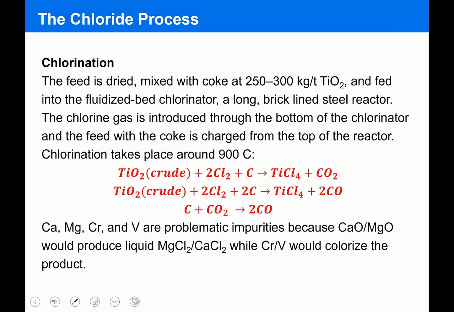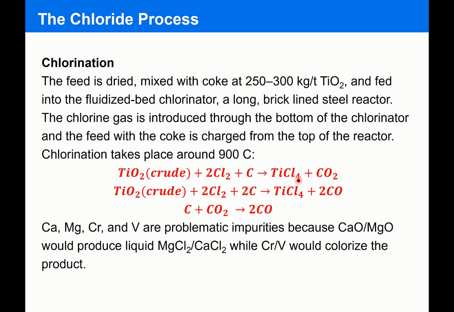So in that process, the feed is dried, mixed with coke, and fed into a fluidized bed chlorinator, where chlorine gas is introduced through the bottom to convert the titanium oxide raw material into titanium chloride. And that chlorination step is going to take place around 900 degrees Celsius.